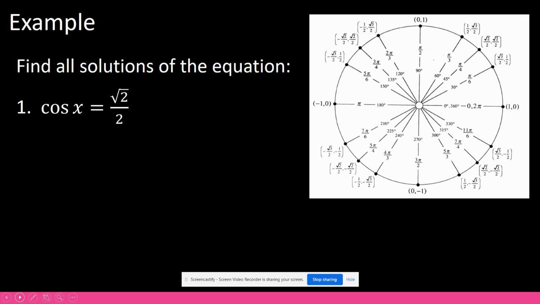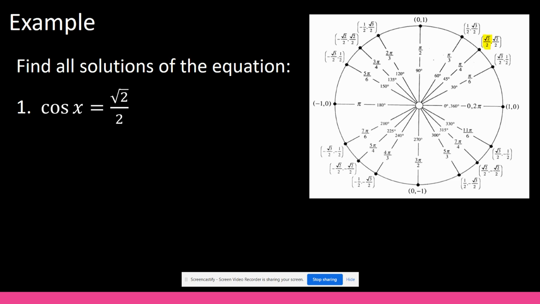It says, let's find all solutions of the equation, the cosine of x equals the square root of 2 over 2. Notice that the cosine of x is already isolated by itself. So they already did step number 1 for us. So now we get to move on to the last step. We want to actually solve for x. Remember, cosine is the first number in our ordered pairs.